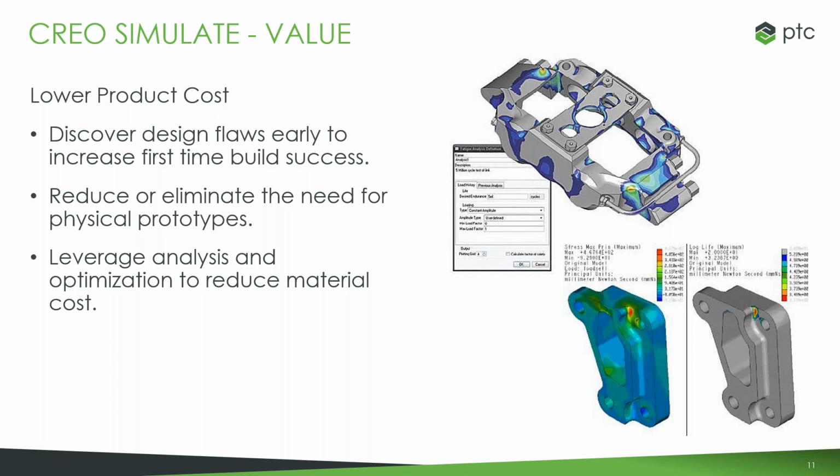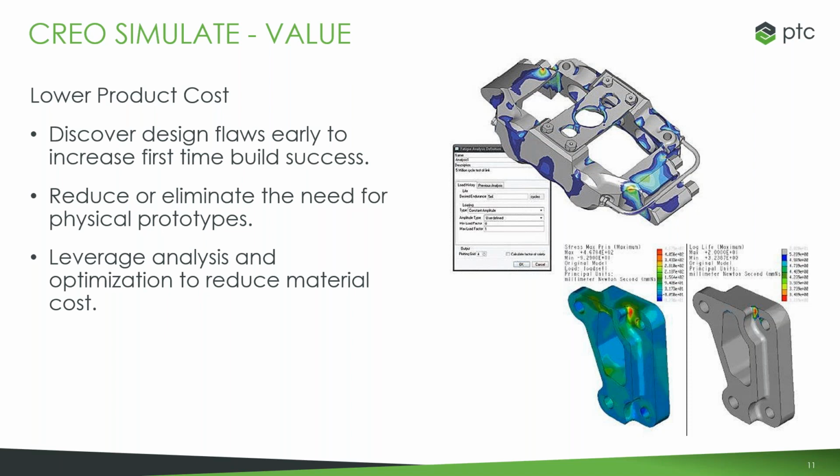So the customers that have adopted Creo Simulate, what's the value? You're able to use this early because it's easy and it's associative and it's right in Creo. So you're able to discover design flaws earlier, so you actually have an increase in first-time build success. You understand what your model is doing. You've done it in a timely manner so that you don't have to go back and just try to rework it so that it doesn't fail. You're able to identify those earlier and then rework your design before lots of changes need to be made and decisions have already been decided.